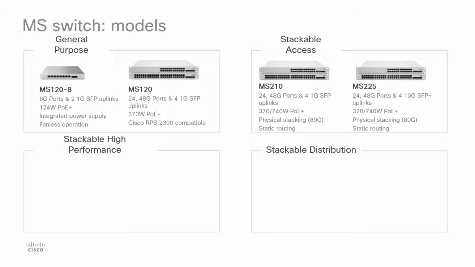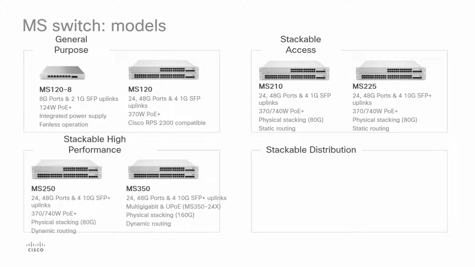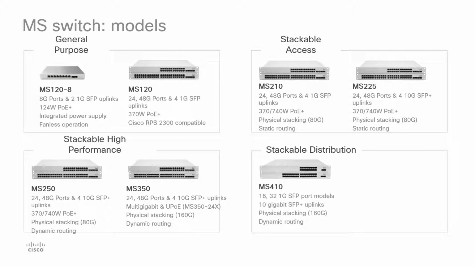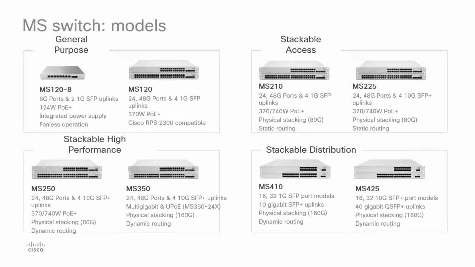The MS250 and MS350 can be considered our stackable high-performance switches because of their innate ability to perform dynamic L3 routing. The MS250 is very similar to the MS225, except for their differences in routing abilities and their power supply configurations. The MS410 is an SFP and SFP Plus only switch and has 2 dedicated stacking ports for a total of 160 gigabits of stacking bandwidth. The MS425 is an SFP Plus only and has two 40 gigabit QSFP Plus uplinks and has the ability to do flexible stacking.